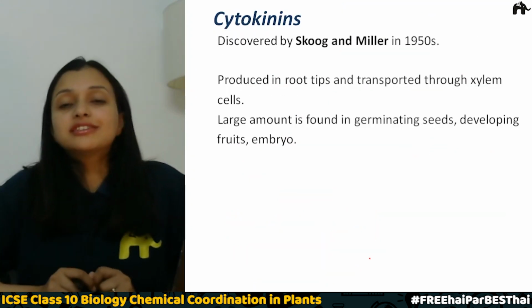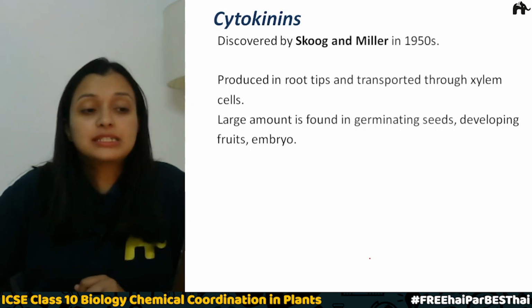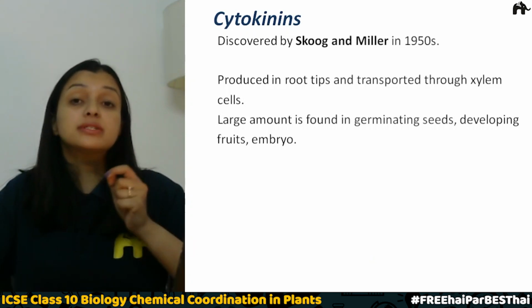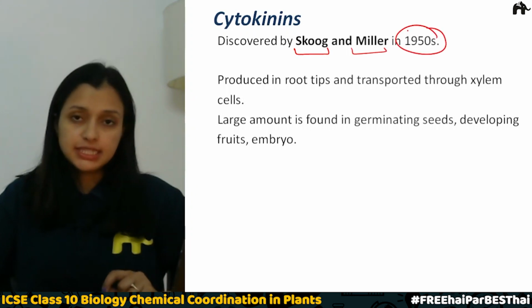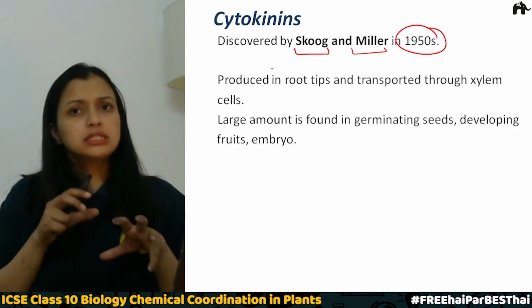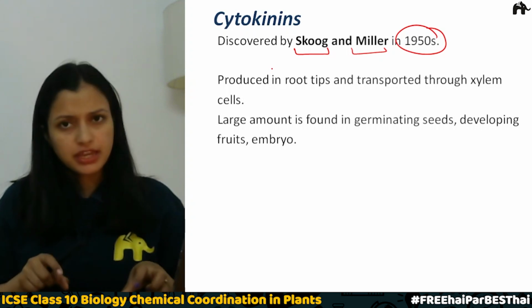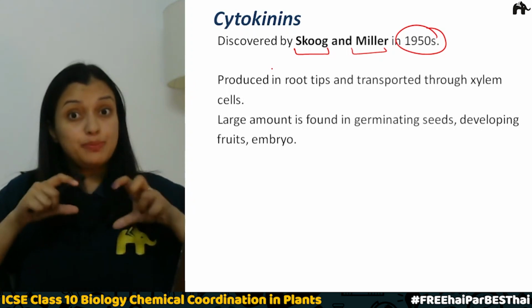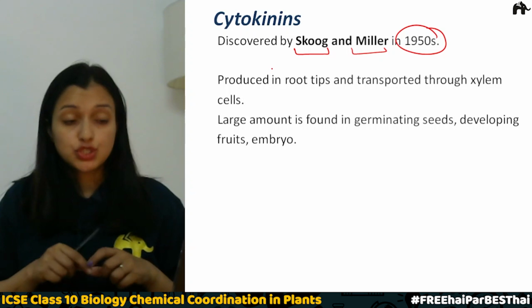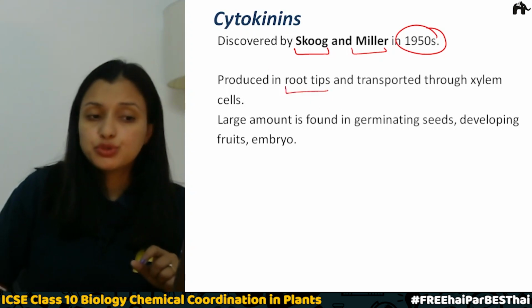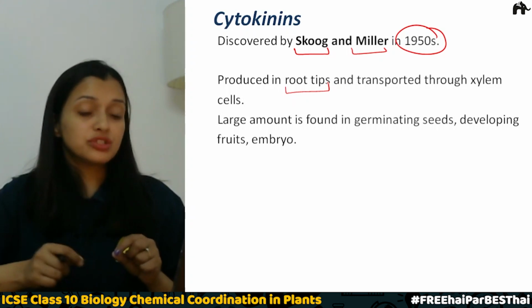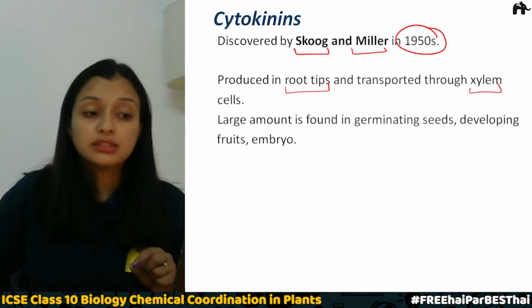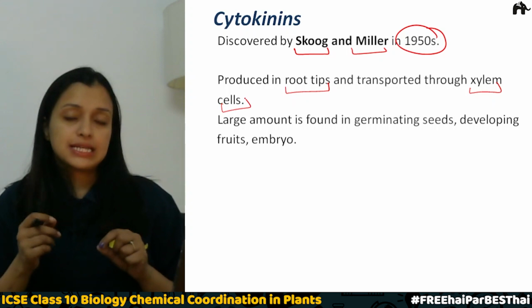Now talking about a third phytohormone, that is cytokinin. Cytokinin was discovered by Skoog and Miller in the 1950s, correct? This cytokinin has specific effects at specific points in cell division. It is basically produced in root tips, and it is transported to the other parts through the xylem cells.